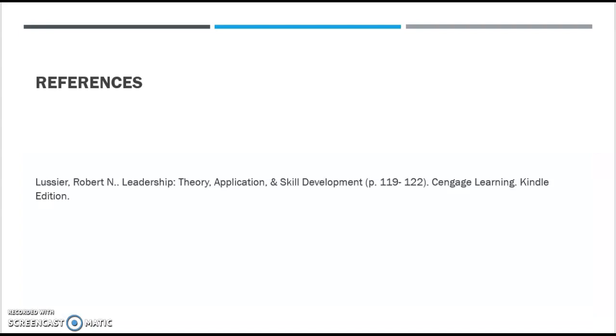References used for this are found in Leadership Theory Application and Skill Development within Chapter 4. I currently am using a Kindle to leverage this reference. The author is Robert Lussier, and the publication date was 2016.